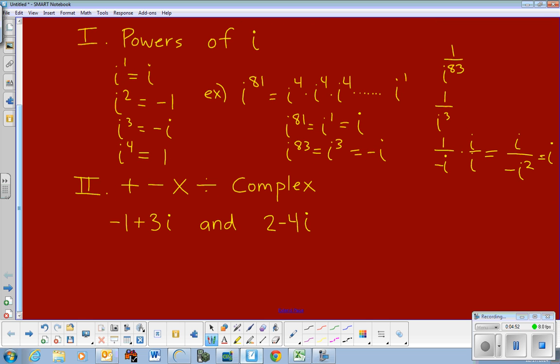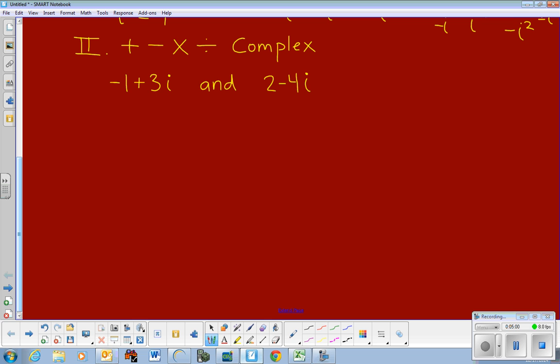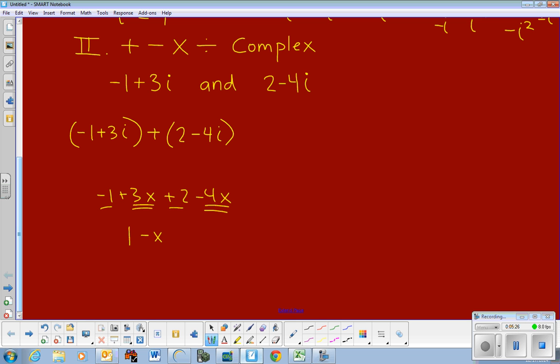All right, so we need to add, subtract, multiply, and divide 2 complex numbers. So I'm going to start with these 2 complex numbers, and we'll just use them to do each of these 4 examples. So let's add them. When you add complex numbers, it's just like adding polynomials. If I were to add -1 plus 3x plus 2 minus 4x, I would add the x parts, and I would add the constants, and I would get 1 minus x, I think. All right, that's going to be how we add and subtract complex numbers. So I have -1 plus 2. These two go together. That gives me a 1. And I have 3i minus 4i, which is -i. So the sum of my two complex numbers is 1 minus i.